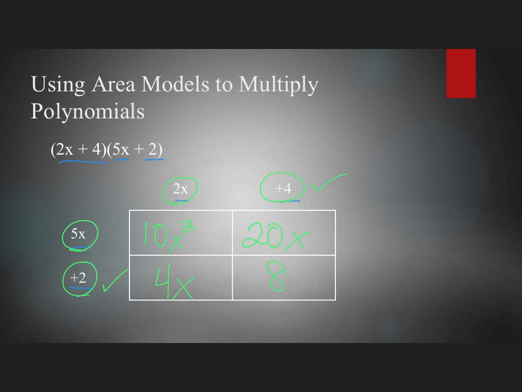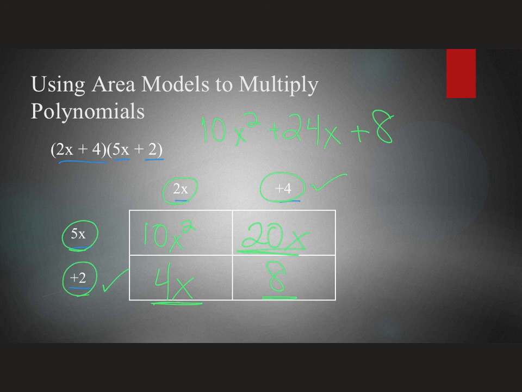Then I'm just going to put this back together. Remember, we put our square term first, so I have 10x squared. These two can be combined. I have 20x plus 4x gives me 24x plus 8. So I just combined those using my area model.